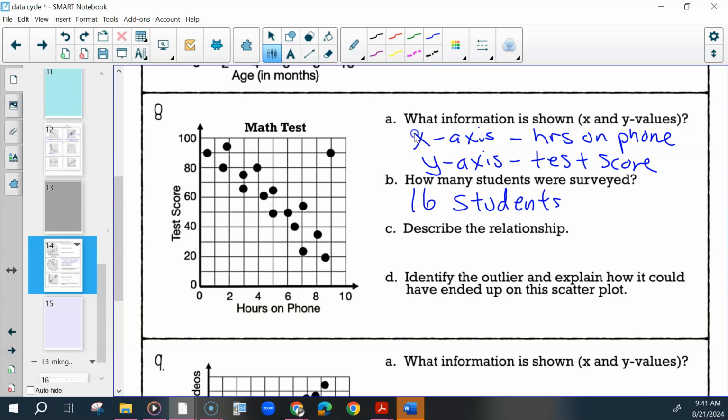Right? And then let's describe the relationship. What's happening? Okay, it's negative. There's an outlier. Describe it with these words. As the test score increases, the hours on phone decrease. Is that the order of which is going? Yeah. So as the number of hours on the phone increase, the test score goes down. So kind of write both things.